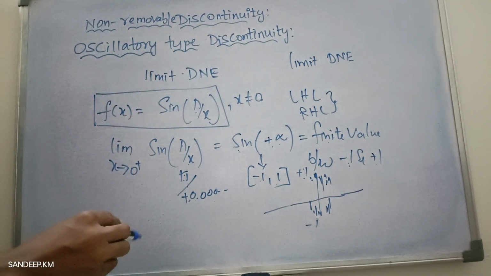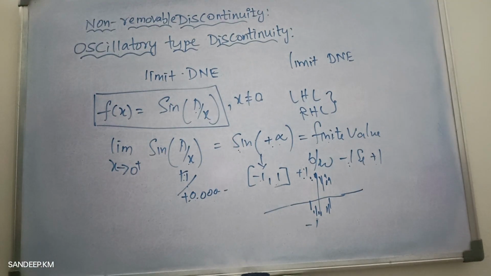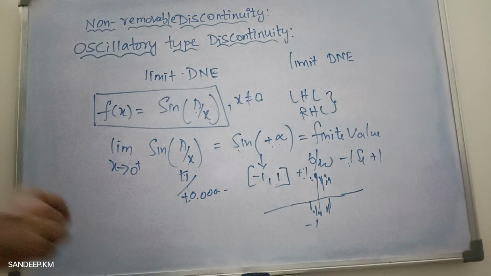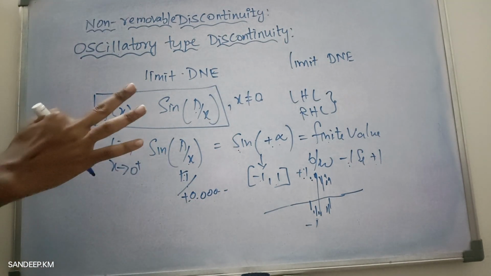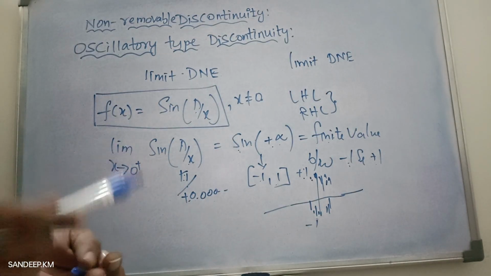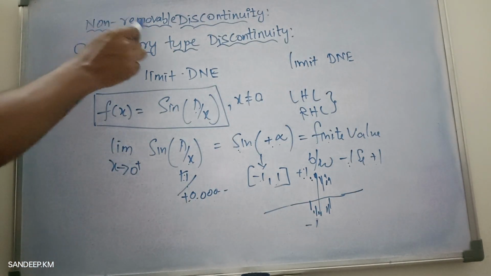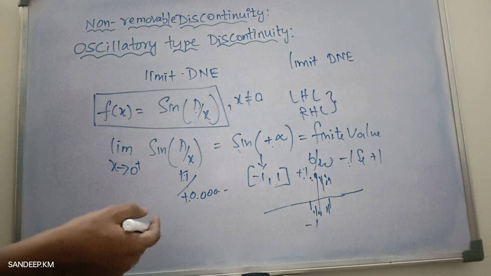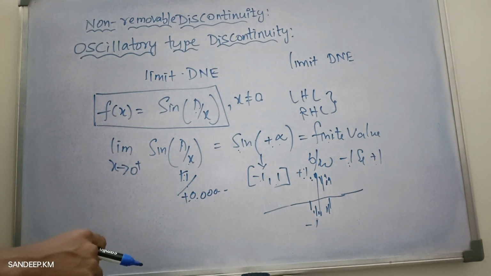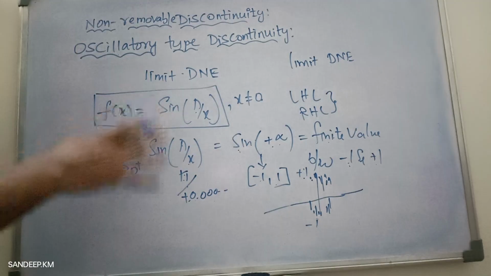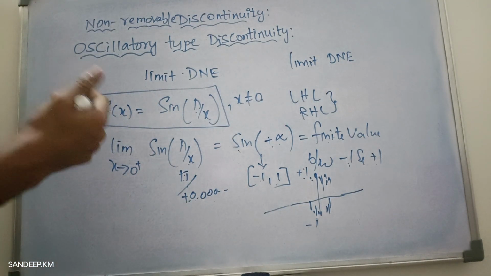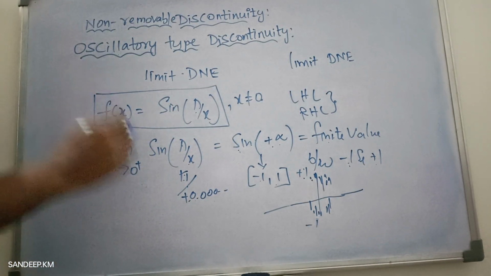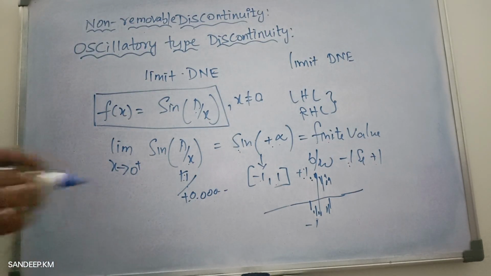Oscillatory type discontinuity. Now if needed we'll see more examples of oscillatory type discontinuities when we discuss discontinuities in problems. But the question is, we have discussed three types of discontinuities: finite type, infinite type and oscillatory type. But why are all these three called non-removable discontinuities? Because we cannot redefine the function to remove the discontinuity. It is not possible to remove the discontinuity in these kinds of cases. It is not possible to redefine the function to remove the discontinuity. For that reason we say that these three discontinuities are called non-removable discontinuities.